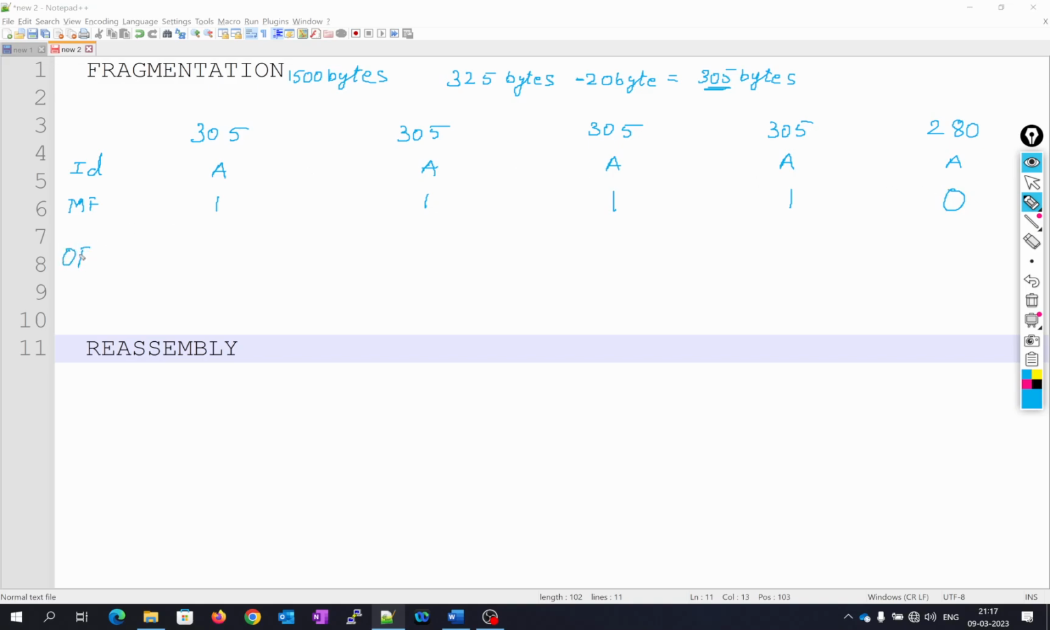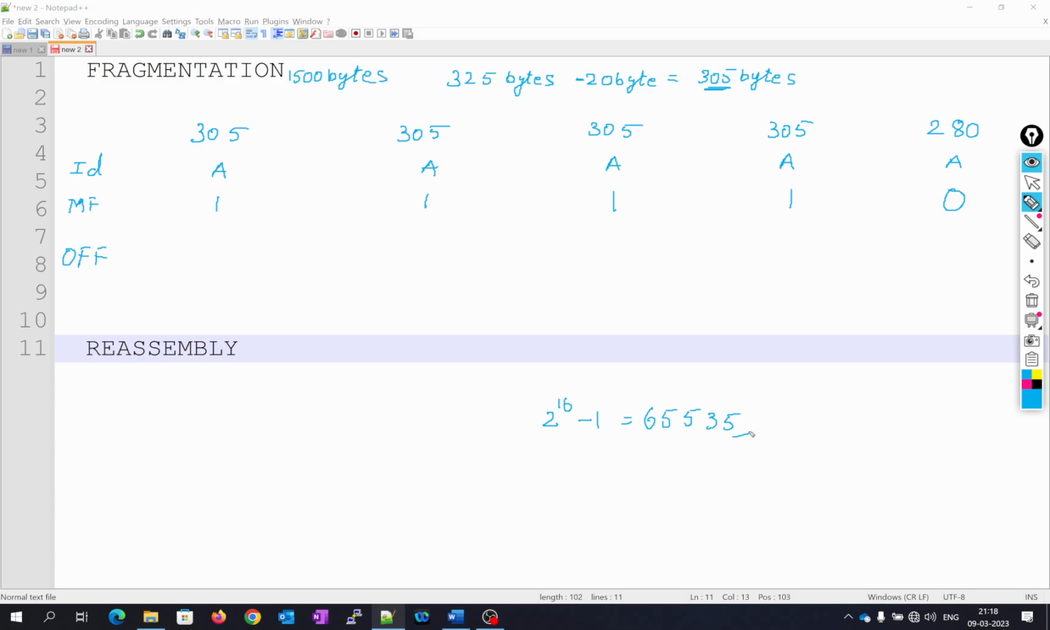Now, the offset field. Before going on to the offset field, offset is not a binary field. That is, it will not have a 0 or a 1 value. It usually has a number. It usually has a value. To understand that number, we have to consider a few things. What is the maximum size of an IP datagram? The maximum size of an IP datagram is 2 power 16 minus 1. That is 65,535.